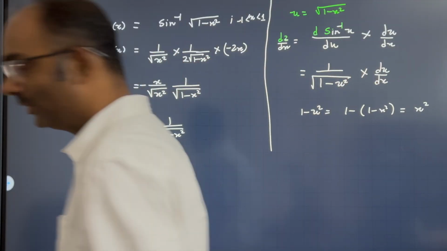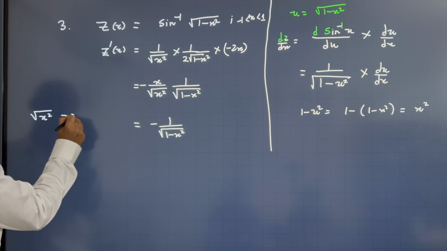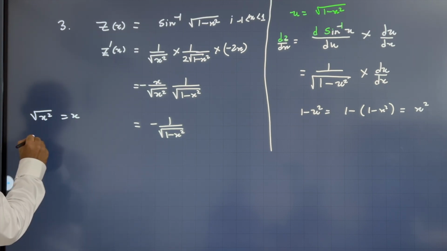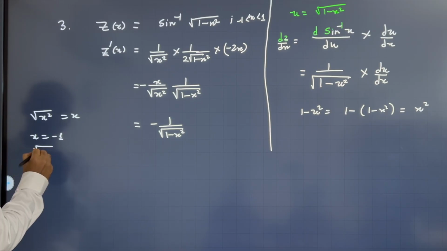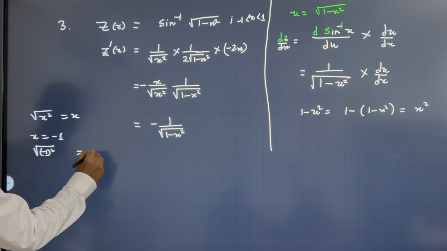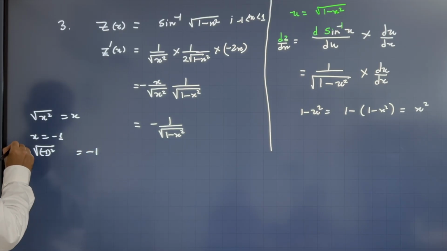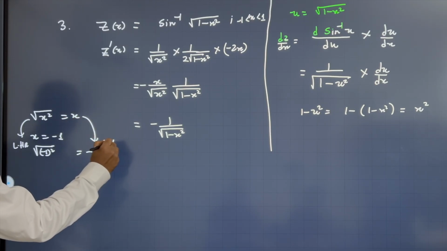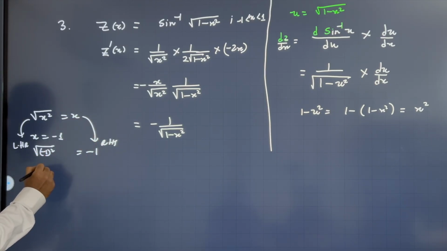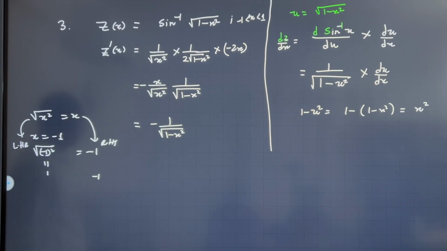No mistake? Okay, let's see. Square root of x square is equal to x. That is what you are saying? Let us take x equal to minus 1. Then the left hand side is square root of minus 1 square. This is square root of 1, which is 1. And the right hand side is minus 1. Not equal.